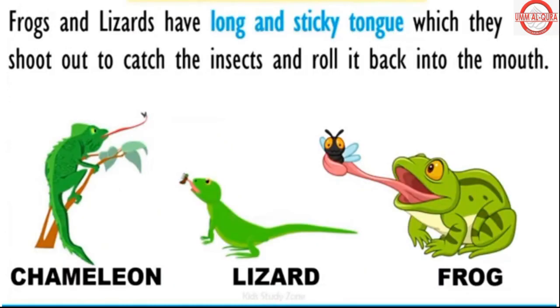Next one is frog and lizards. Frog and lizards have a long and sticky tongue which they shoot out to catch the insects and roll it back into the mouth. Its examples are chameleon, lizard, frog.